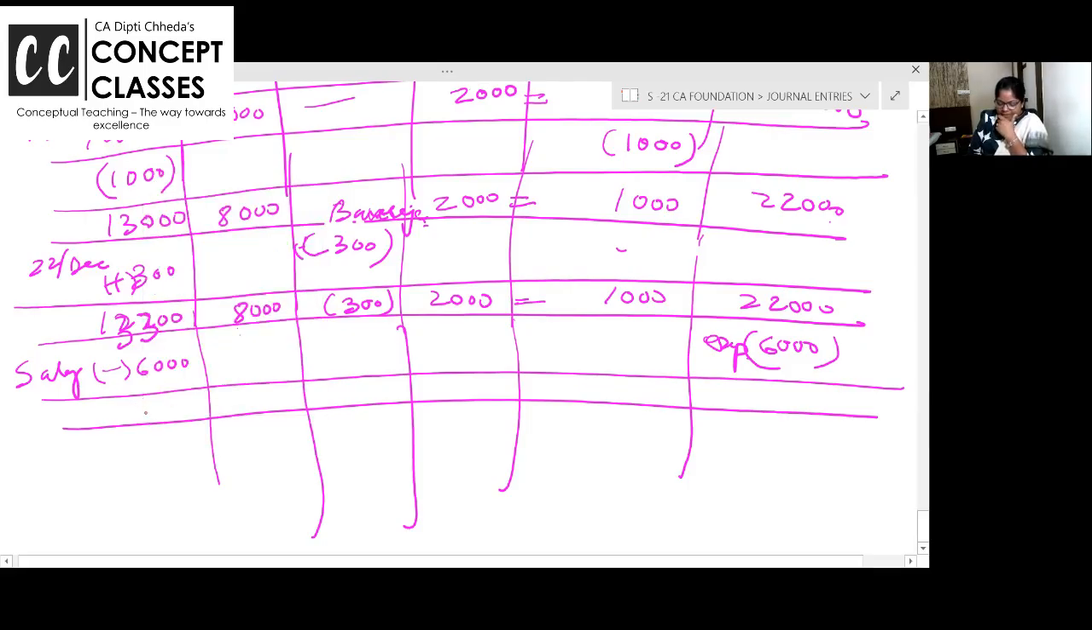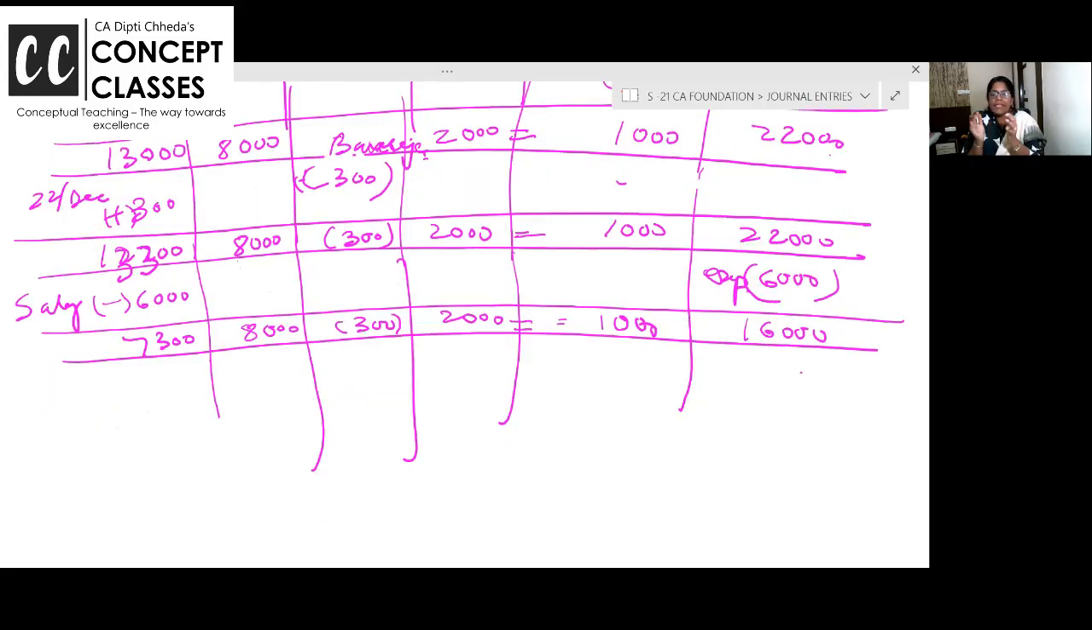13 minus 6, 7,300, 8,300 and 2,000. So 17,000. Your DAS you have to pay 1,000 and your capital has become now 16,000. Total is telling 17. This side also 17. Take your time. Salary is paid. So cash is reduced. And expenses is also reduced.